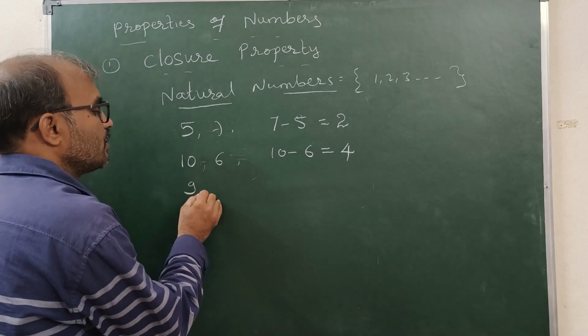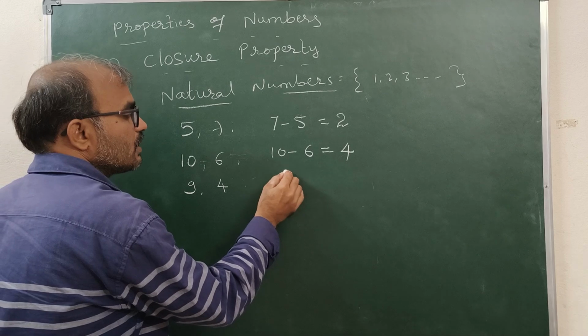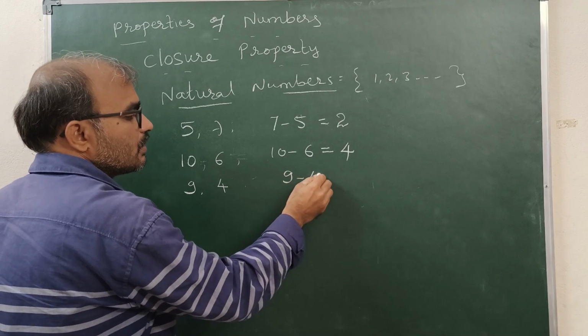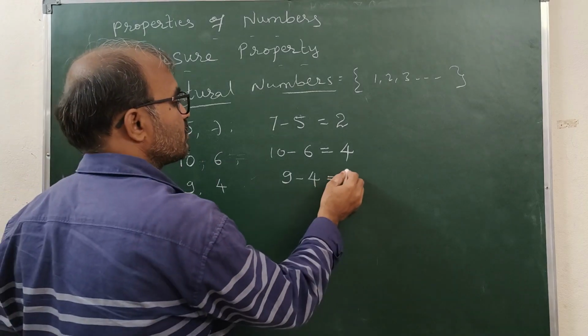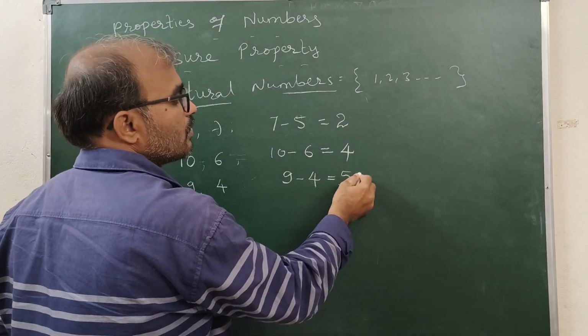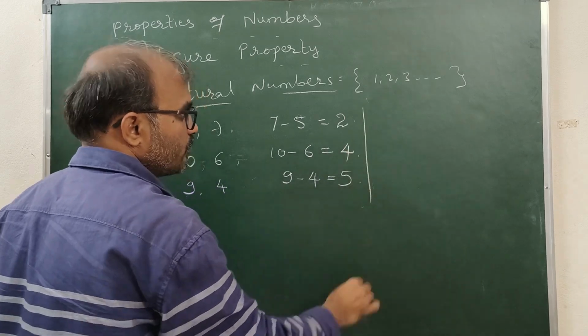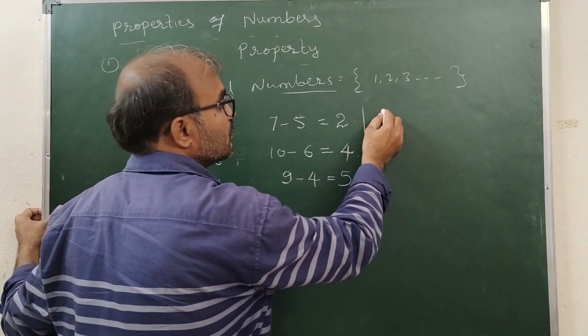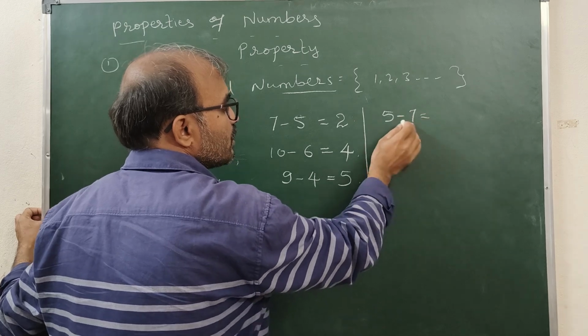You take 9 and 4. What is 9 minus 4? I am thinking that on subtracting any two natural numbers, again I am getting a natural number. I am thinking like that, right? If I am not good at this, some other person who is intelligent may say, what if I subtract 5 minus 7? 5 minus 7.